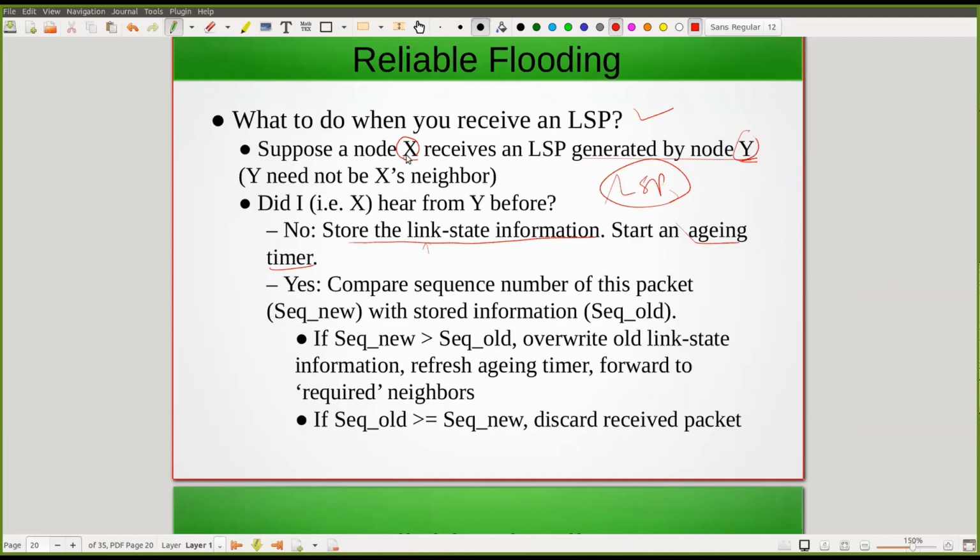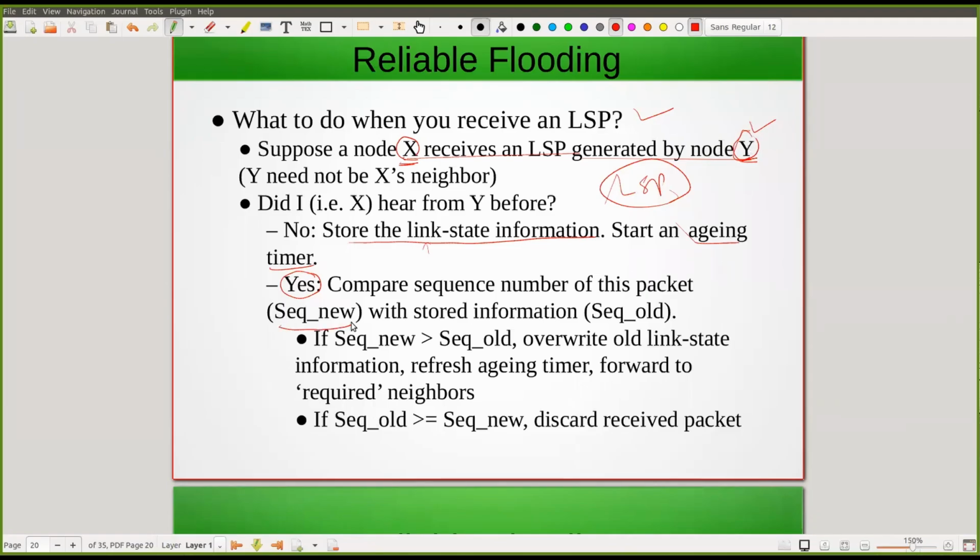So that is, X has not received any information from Y earlier, but it may happen that X has already received certain information from Y, and this is new information it is receiving from Y. Now, whenever the answer is yes, that I have already received some previous information from Y, and this is new information I am receiving from Y, then it is going to do a comparison.